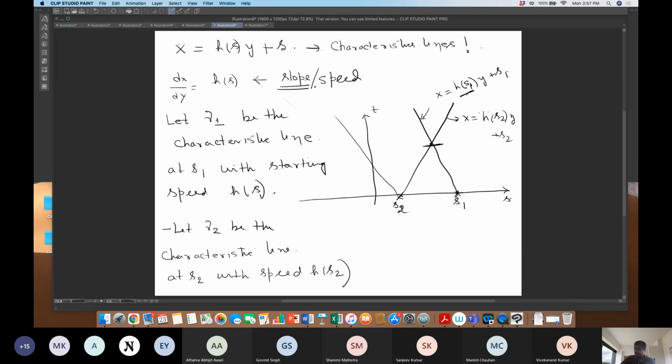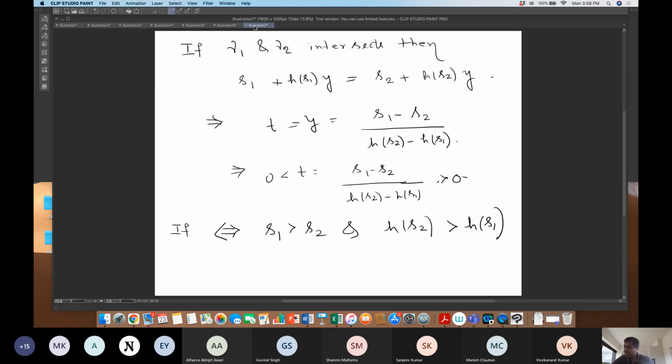Same problem, I am saying this from the s2 point. Let us start a line whose slope is h of s2, starting from the point s2. What is the equation of the line? h of s2 y plus s2. Yes or not? Yes, sir. Now let us assume that these two lines intersect. Then s1 plus h(s1)y is equal to s2 plus h(s2)y. If this happens, then we get y equal to s1 minus s2 by h of s2 minus h of s1.